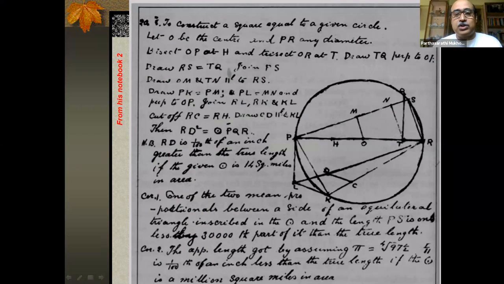And finally, he shows that this RD squared, that means this RD is going to be the side of the required square, which will be of almost the same area as the circle. How almost? This is a measure that he gives. RD is 1/100th of an inch greater than the true length if the given circle is 14 square miles in area. If this pi r squared is 14 square miles, then if you do that construction on that circle, the required RD is 1/100th of an inch greater. That's how good his approximation is.